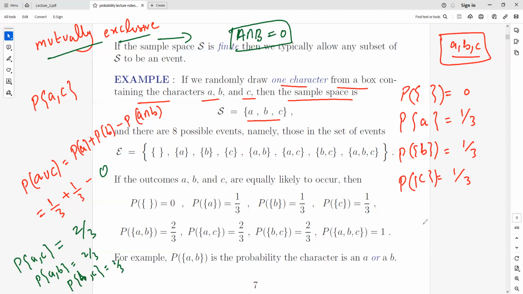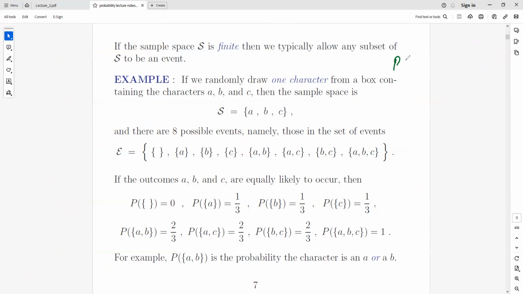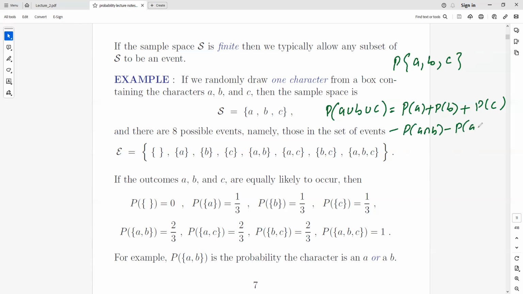And similarly, if I am interested in the probability of A, B, or C, let me clear all this stuff. The probability of A union B union C means P of A plus P of B plus P of C minus P of A intersection B minus P of A intersection C minus P of C intersection B plus P of A intersection B intersection C.